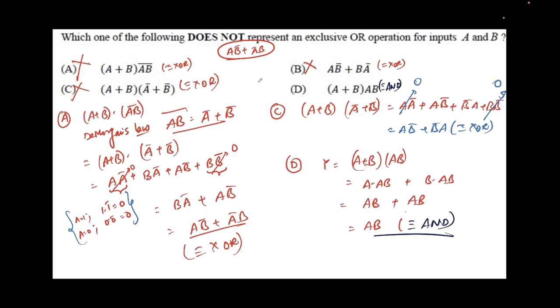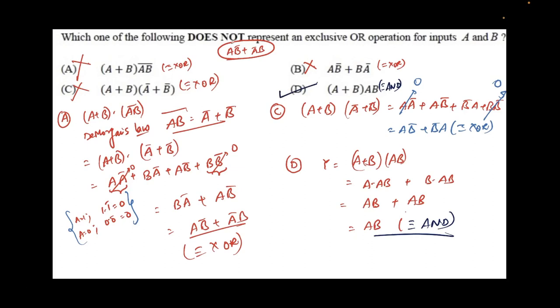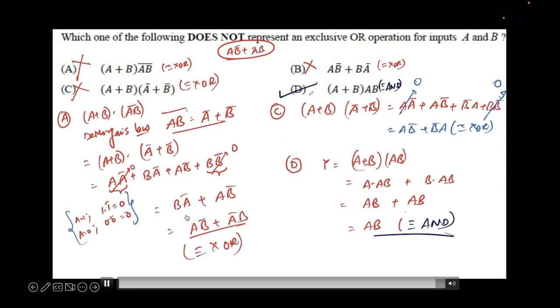So option A, option B, option C were all XOR. Option D is AND. So this is the correct option. Note that we are required to find which does not represent XOR. Option D represents the AND gate. Option D does not represent the XOR gate. And hence option D is the correct answer.